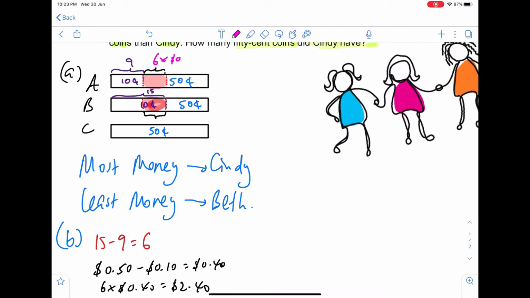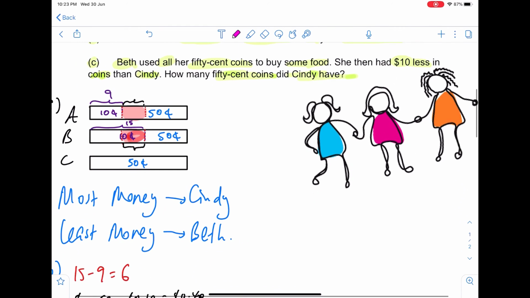Let me just erase this so that we have more space for the next question. Now, for part C, Beth used all of her 50-cent coins to buy some food. So this blue section is gone. Take note, this blue section is gone. She's only left then with 15 10-cent coins. She then had $10 less in coins than Cindy. How many 50-cent coins did Cindy have?